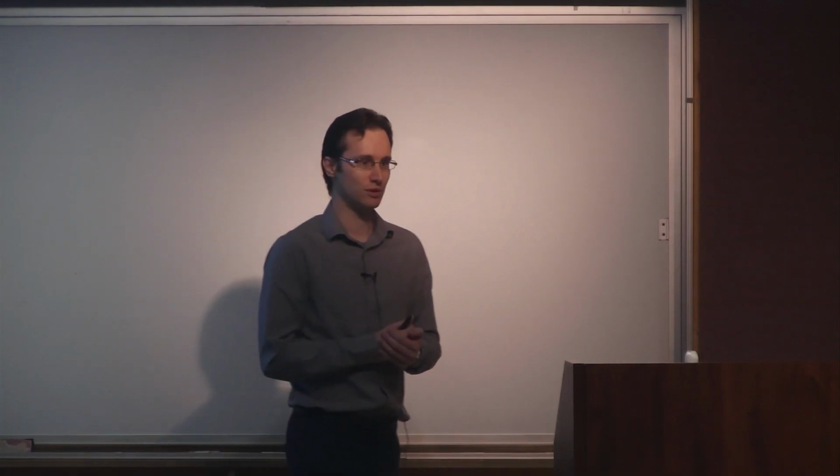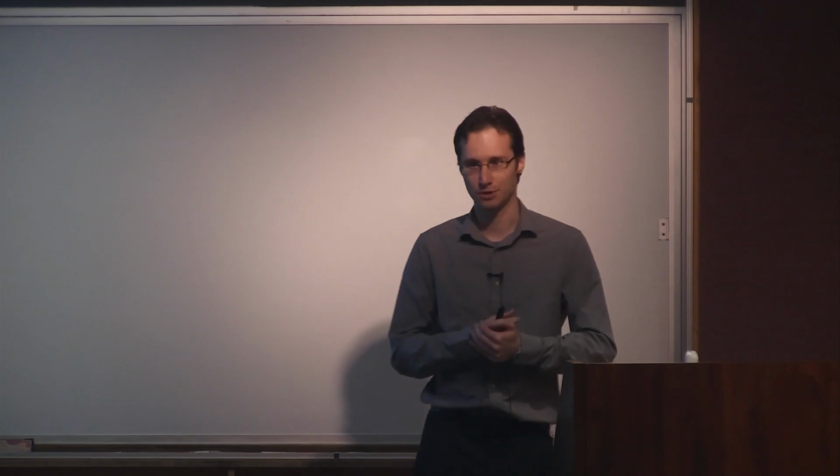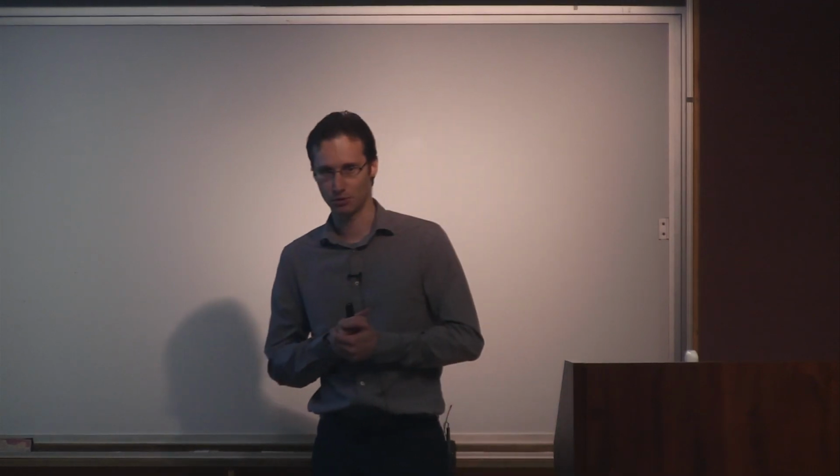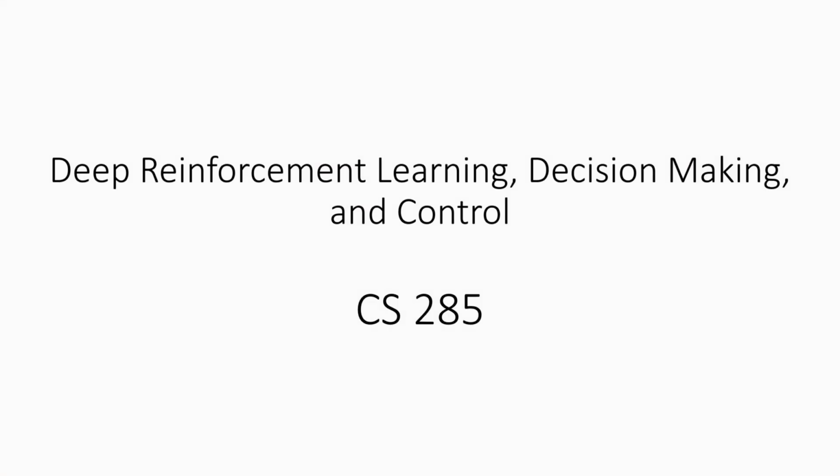This class used to be called CS285 Fa19, Deep Reinforcement Learning. This year, for the first time, it has a permanent course number, CS285. So hopefully you're all here for CS285. And the course is now called Deep Reinforcement Learning, Decision Making and Control, because we do cover a variety of topics, not just core RL algorithms.